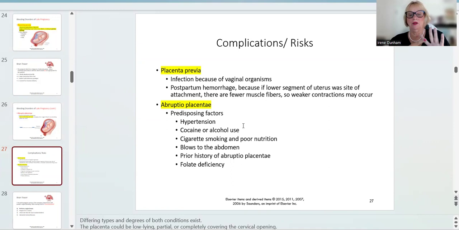sure she's not smoking, make sure she's eating right, no cocaine or alcohol use if she has any kind of history. You go over that with her. And of course, a folate deficiency is never good either and can cause them to abrupt.